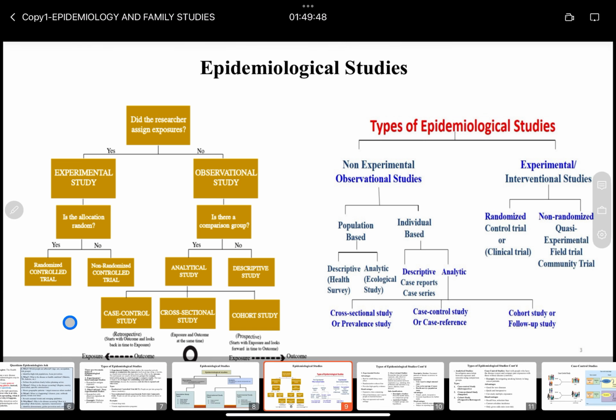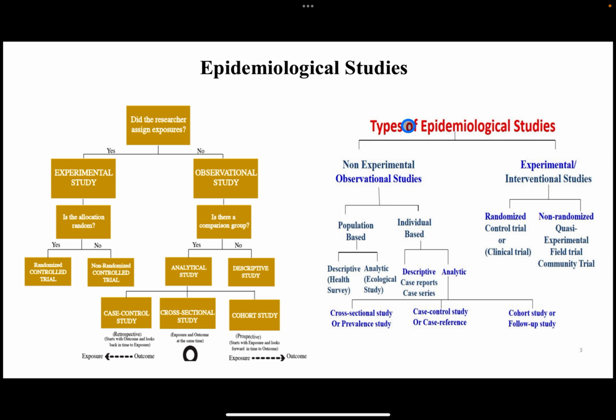If you look at this diagram, the main types of epidemiological studies, we have non-experimental or observational studies, and we have experimental or interventional studies. Now, randomized control trial. Under the experimental intervention, we have randomized control trial. We can call it the control trial or clinical trial. So this is when randomization was allowed.